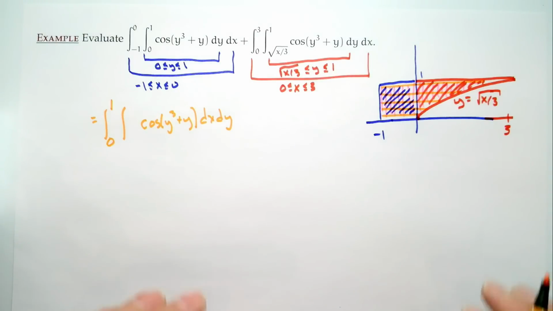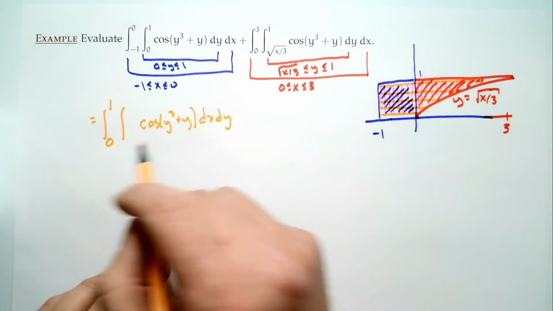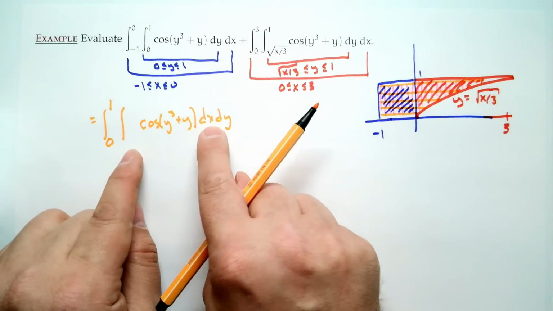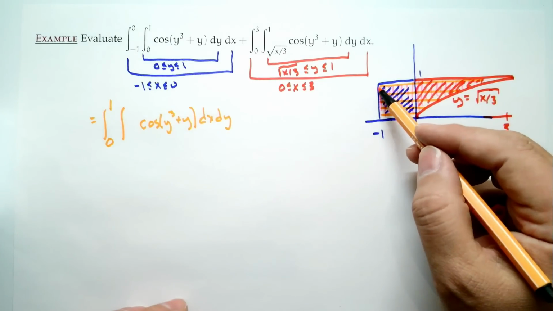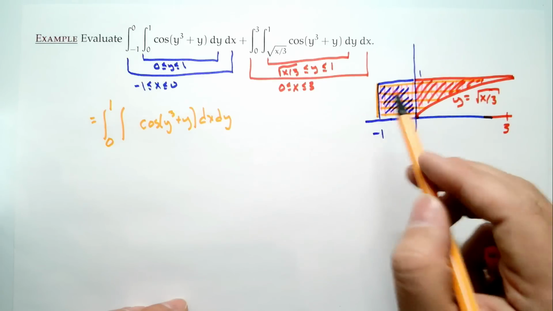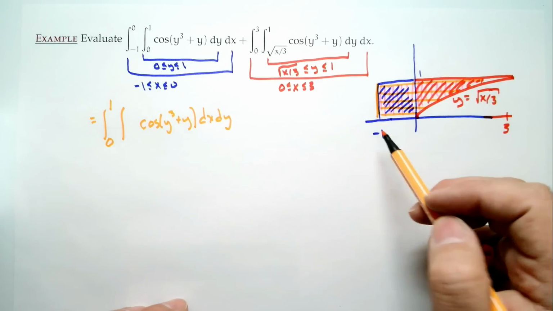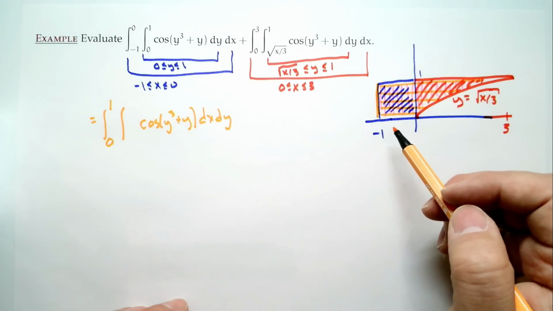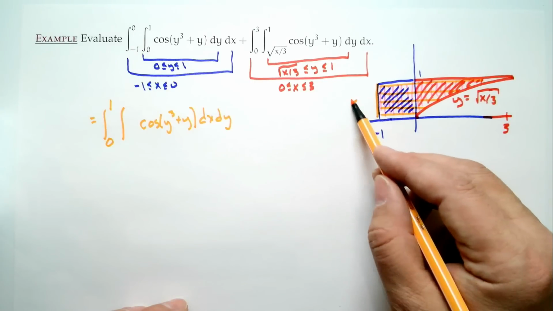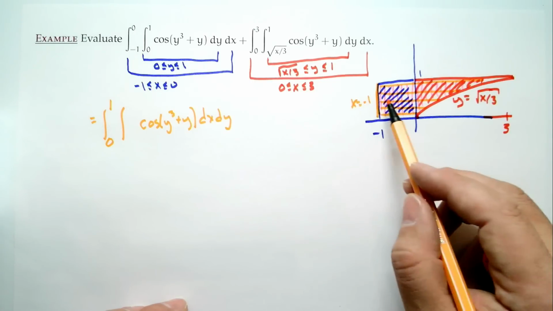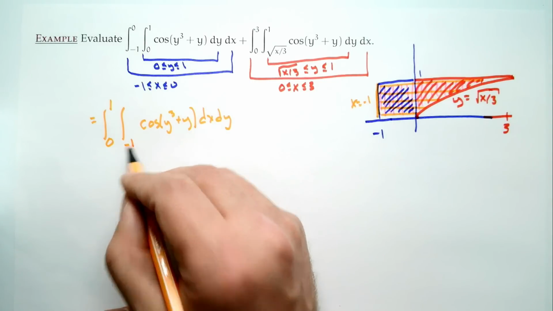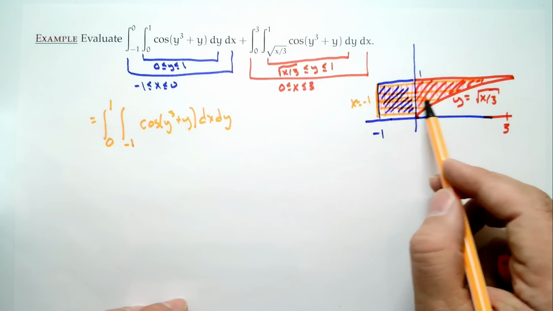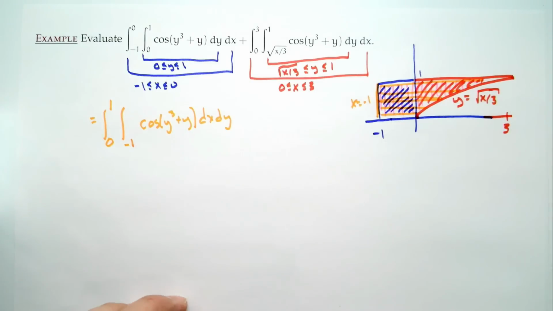Now, next thing is we have to say, what about the next bounds? Well, these are my x bounds. So I look at my curve. I'm on the left, I'm going from this curve. Well, what is that curve? X equals -1. That's the left, or the lower. The upper is this curve, currently written as y equals the square root of x over 3.